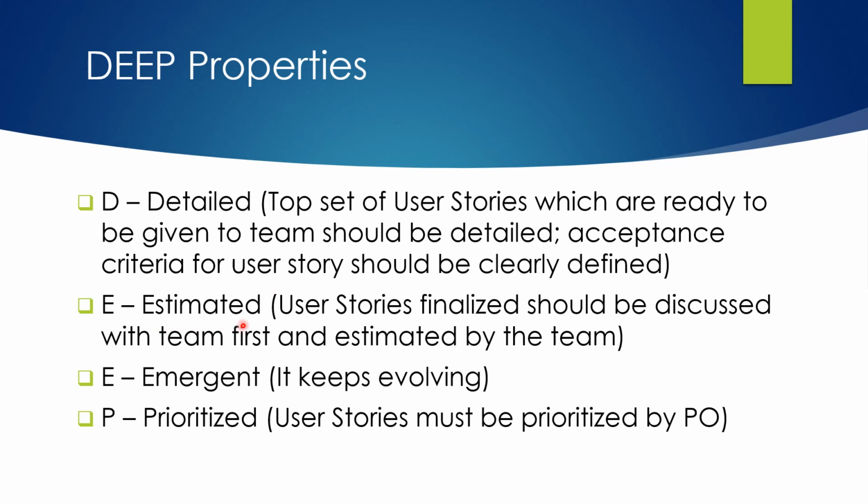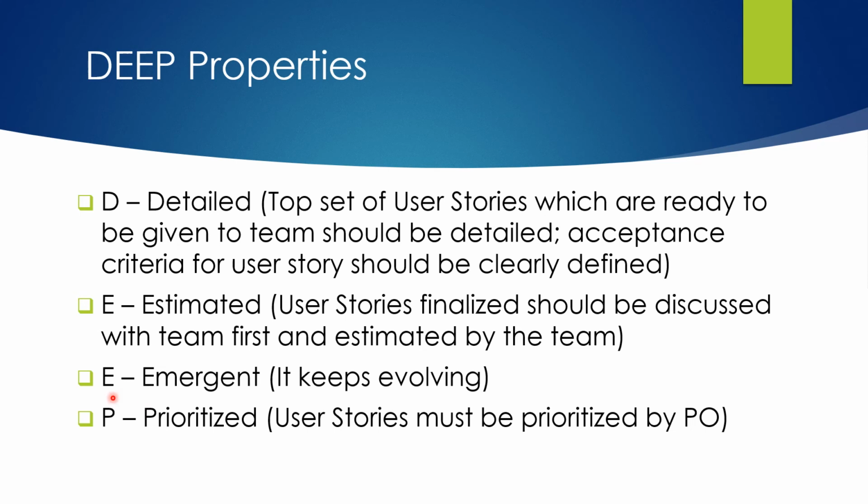The second point is estimated. That simply means that the user stories which are ready, which have been discussed with the team, get estimates from the team. These estimates are pretty important because the story estimates help the team in sprint planning as well as in release planning. The PO can get an idea of which user stories are planned for the first release, and which user stories can be targeted for the upcoming releases.